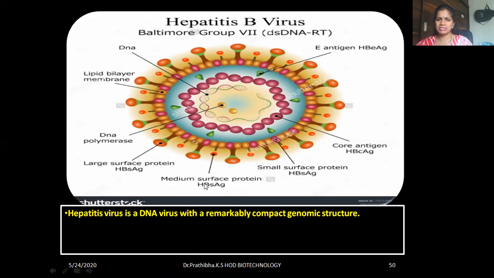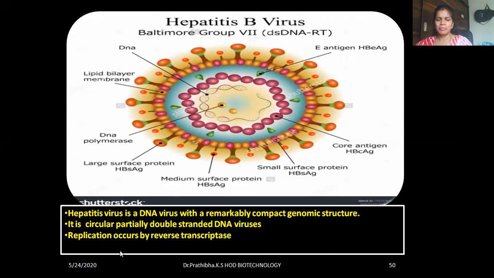Hepatitis B virus is a DNA virus with a remarkably compact genome structure. It is a circular, partially double-stranded DNA virus. Replication occurs by reverse transcriptase. It is small, circular, 3,200 base pairs in size.